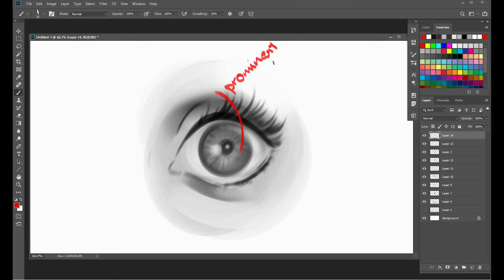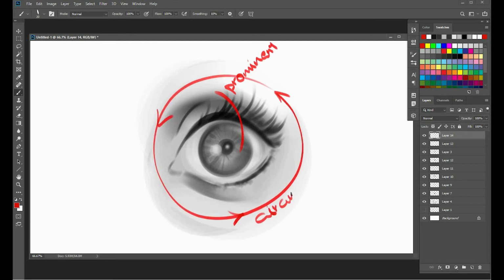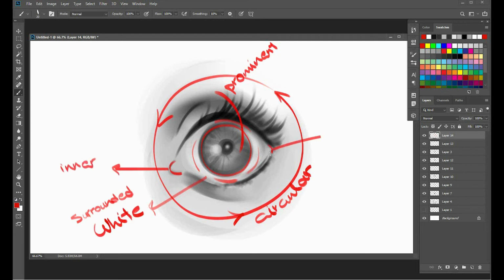Round eyes are usually large, prominent, and look more circular. The cornea of round eyes is surrounded by white all the way around. The inner and outer corners of round eyes are rounded and not pulled inward or outward.